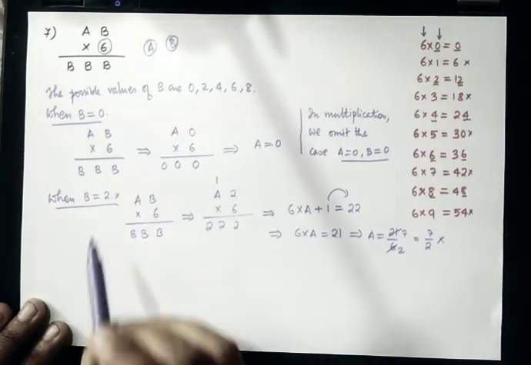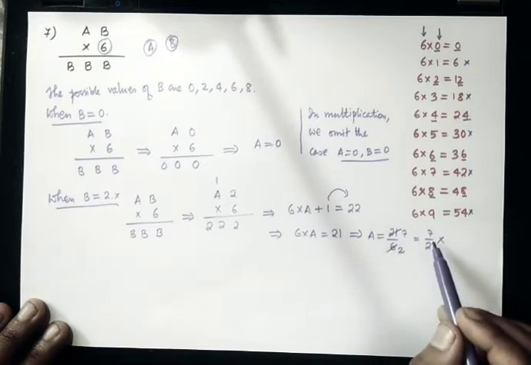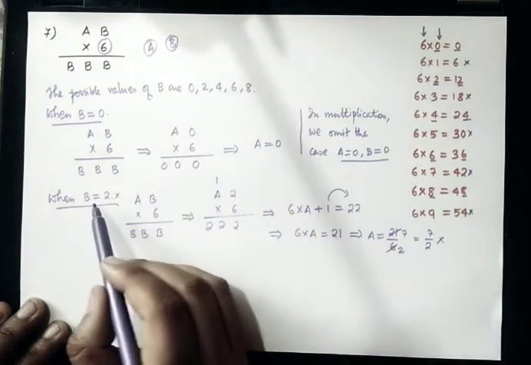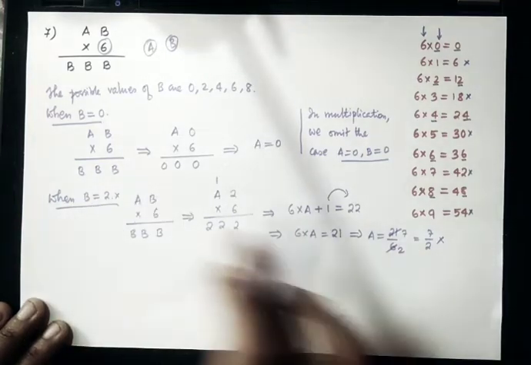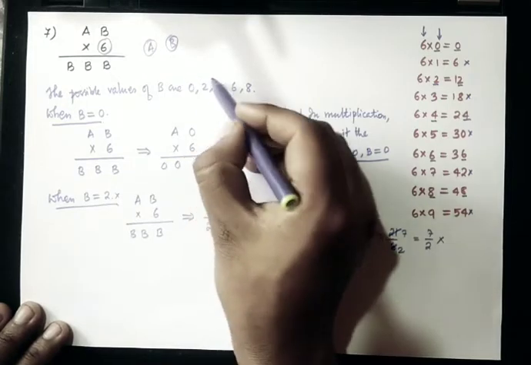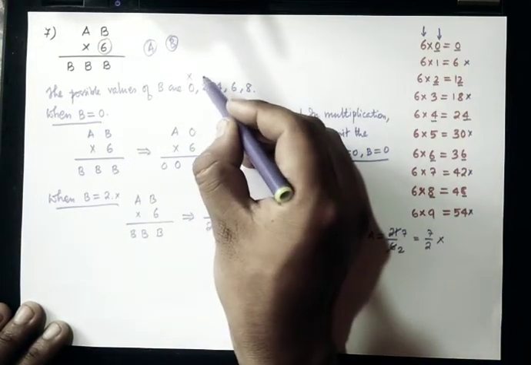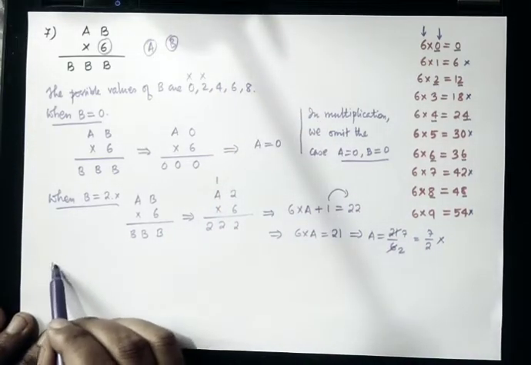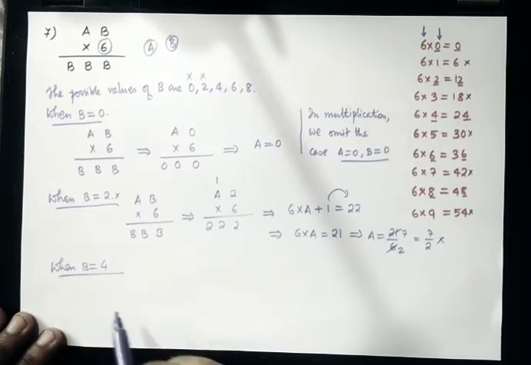Okay, just now we have seen that when B is 2, then A turns out to be 7 by 2. Make sure that both are whole numbers. So that's why my value for A and B cannot be these. Okay, so we'll go to the next part, that is when B is equal to 4. So we will omit this case. Now we are going to B equals 4. Okay, so when B is equal to 4, in the same way we'll do here.